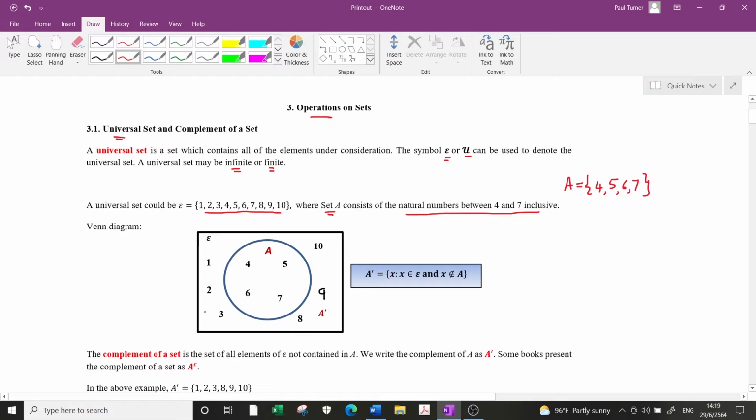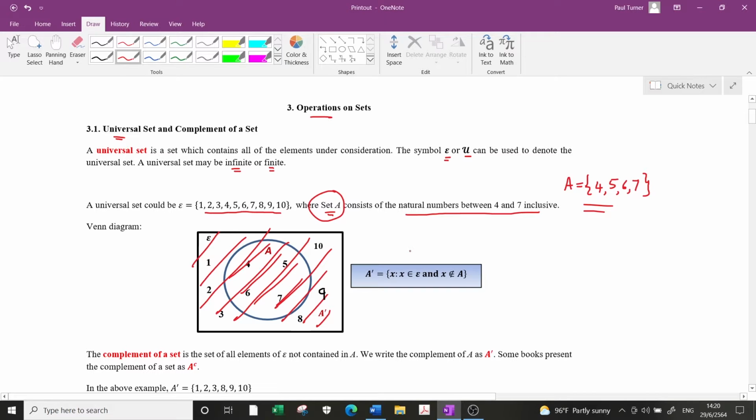Okay, then we draw a Venn diagram here. And we only have one set A, so we draw one circle. And we put the numbers that we have, 4, 5, 6, 7, into the circle. And the remaining numbers from the universe go outside the set. Okay, so 1, 2, 3, 8, 9, 10. So this is set A, which is defined here. And then the universal set are all numbers, including the numbers that are inside the set.